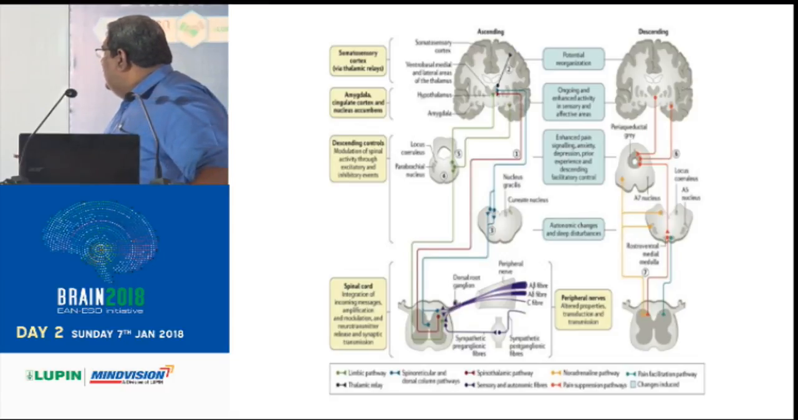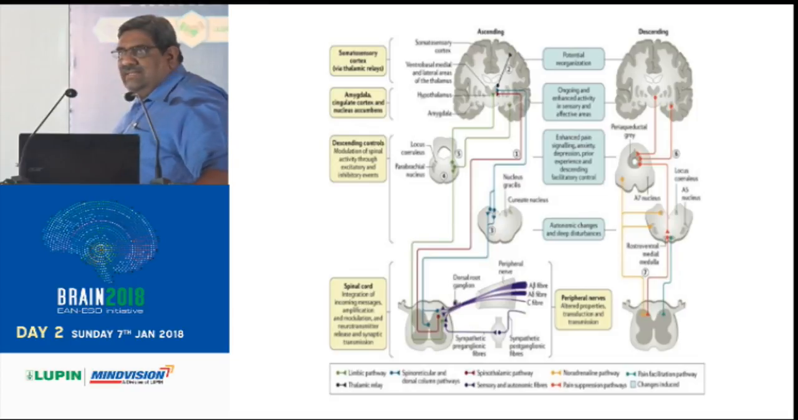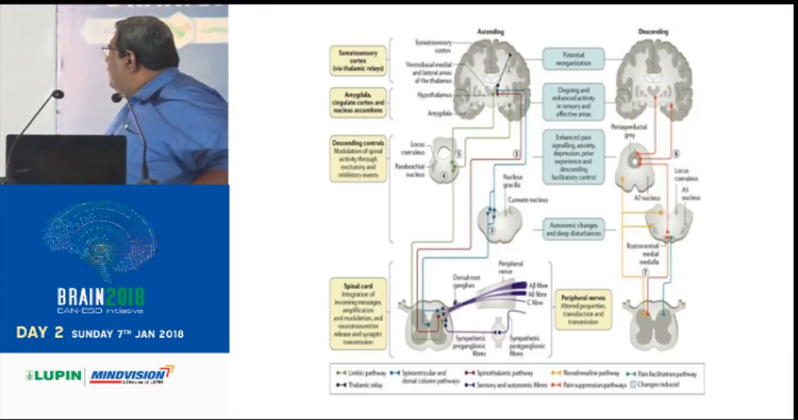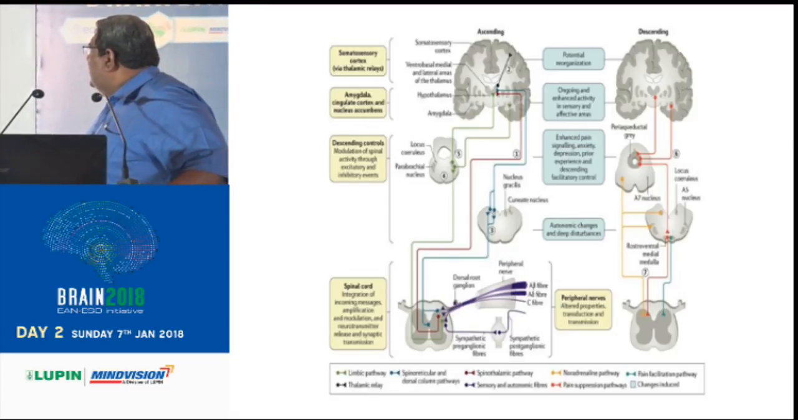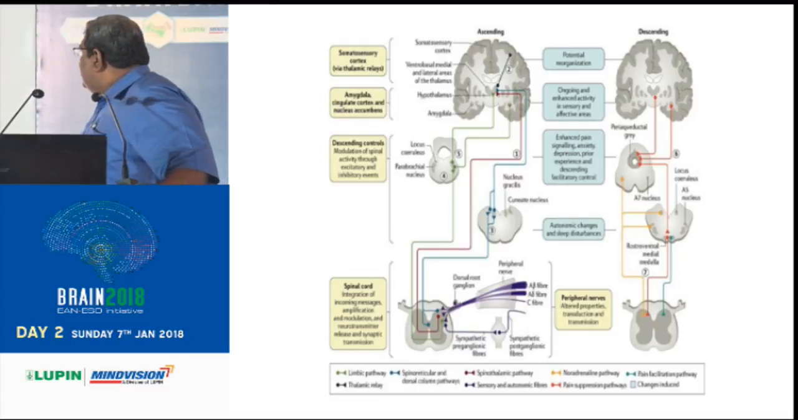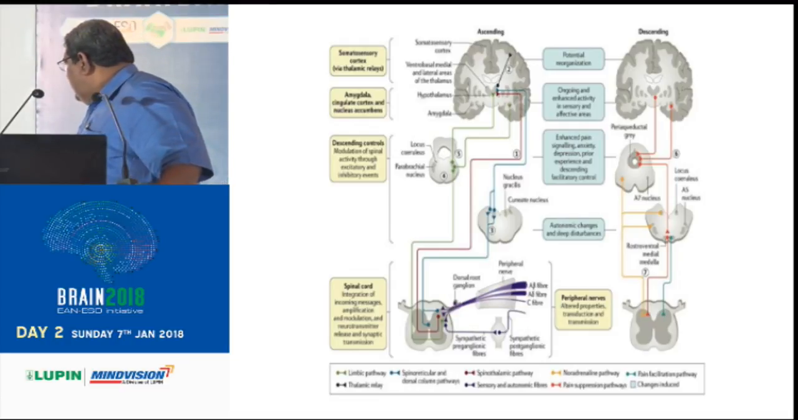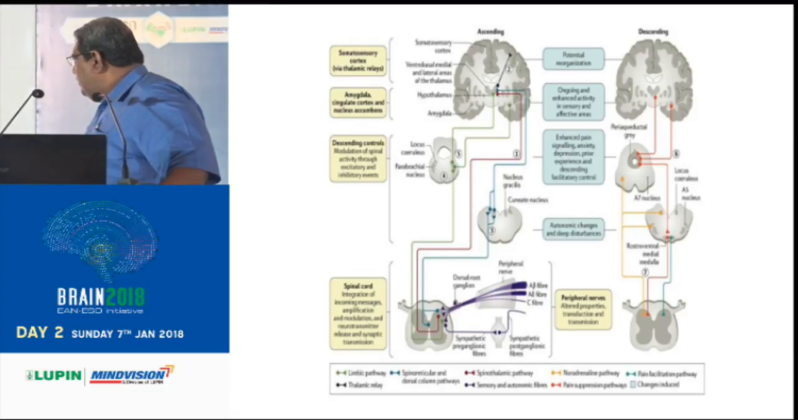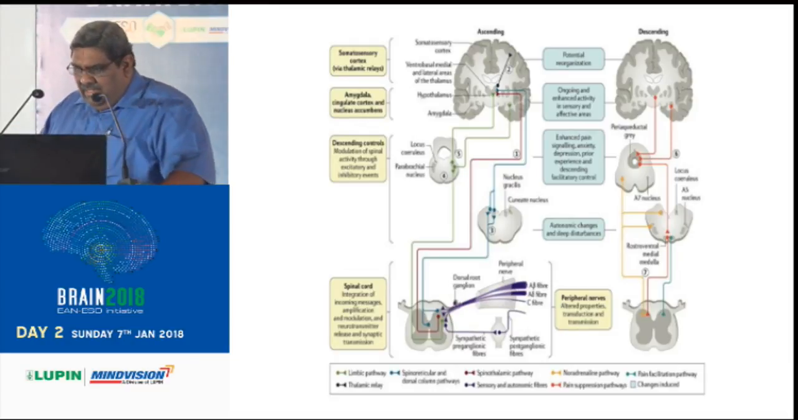The amygdala, cingulate cortex and nucleus accumbens are involved because of the reactions to the pain, and the somatosensory cortex via the thalamic relays. So these are the parts, and there are many circuits. If you look at the limbic pathway, the spinoreticular and dorsal column pathways, the spinothalamic pathway, the noradrenaline pathway, pain facilitation pathways, pain suppression pathways, and the thalamic relays, these are the various things involved in the signaling.